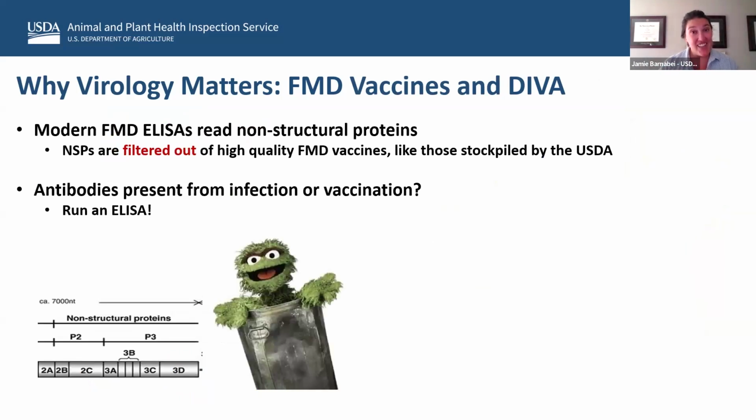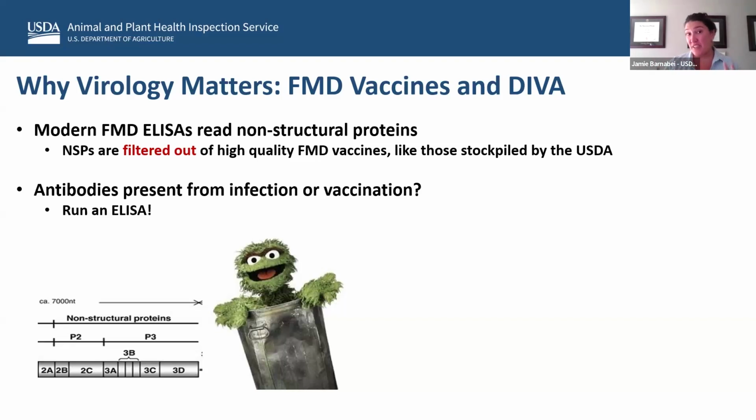So it makes sense that for, in the US anyway, the vaccines that meet our criteria through the Center for Veterinary Biologics to be included in our stockpile, those non-structural proteins are filtered out of those vaccines, like those stockpiled by the USDA. So if you're asking yourself, well, antibodies are present, is it infection or is it vaccination? Your tool to kind of suss out that picture is to run an ELISA.